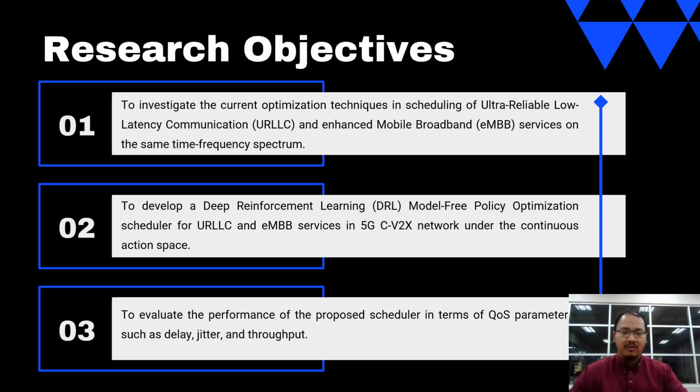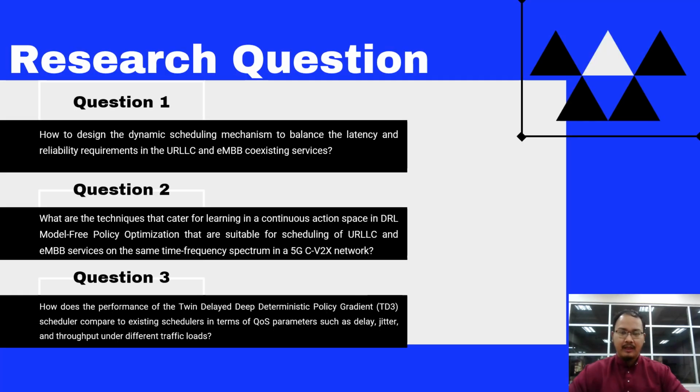Last but not least, to evaluate the performance of the proposed scheduler in terms of QoS parameters such as delay, jitter, and throughput. There are three questions that need to be answered in this research. Question number one is how to design the dynamic scheduling mechanism to balance the latency and reliability requirements in the URLLC and eMBB coexisting services.